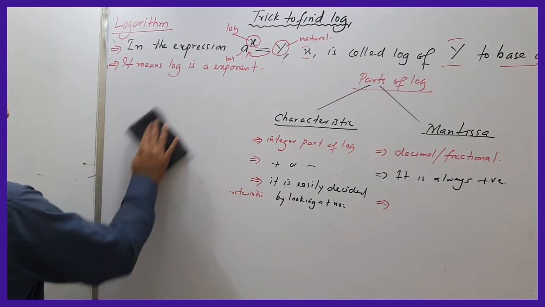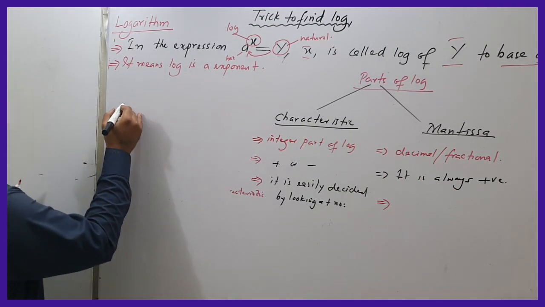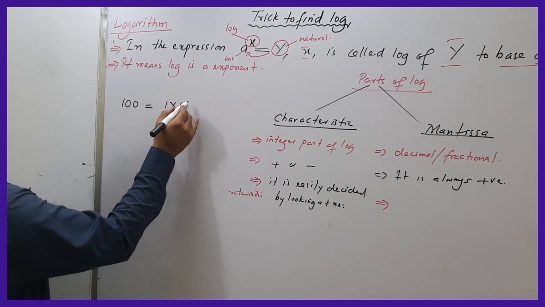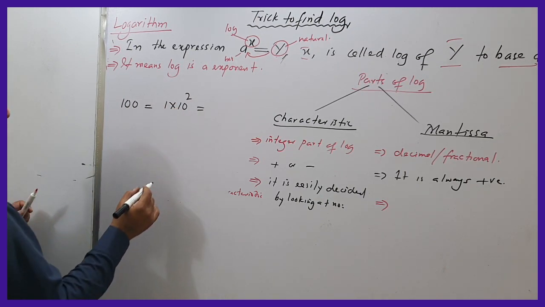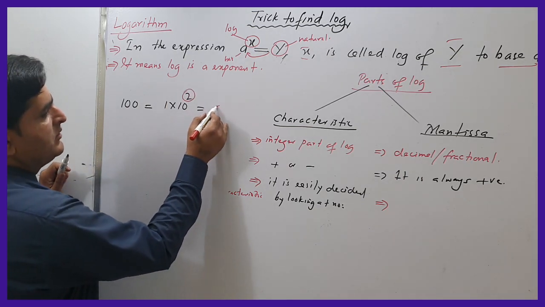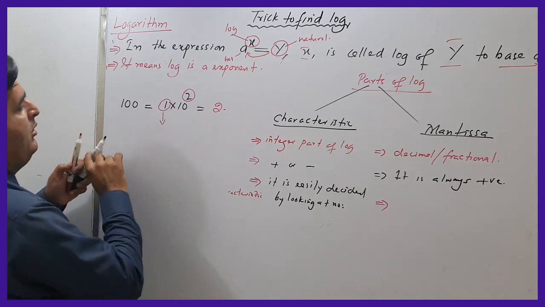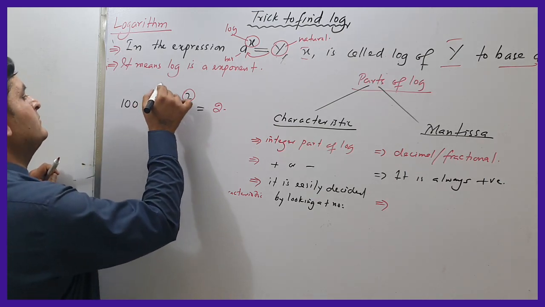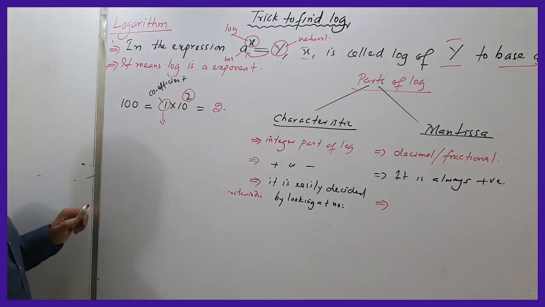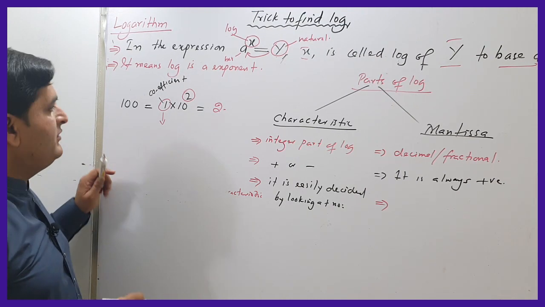How do we recognize these? For example, if our number is 100, we convert it into 1 into 10 to power 2. Now this 2 is the characteristic. And this 1, whatever we write here, the coefficient, the logarithm of the coefficient is called mantissa.